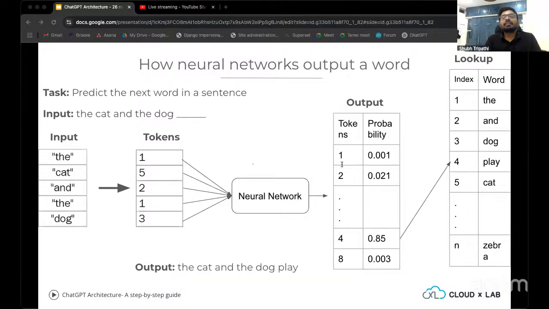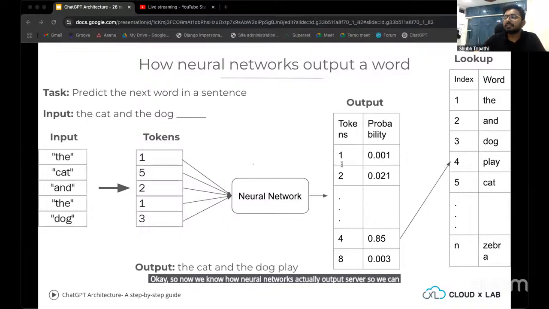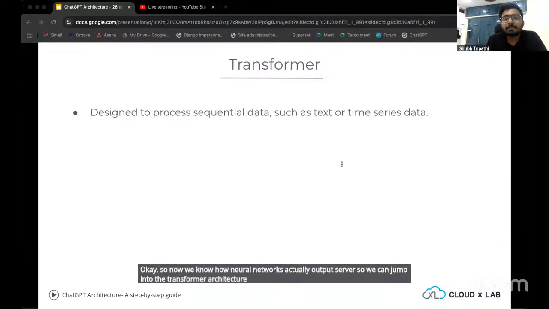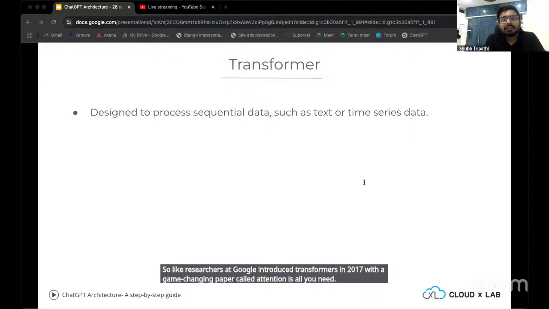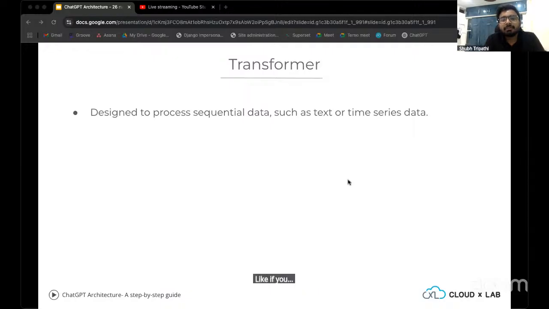Okay, so now we know how neural networks actually output words, so we can jump into the transformer architecture. The transformer was a very big breakthrough in the field of natural language processing, which is just an AI field that deals with text. Researchers at Google introduced transformers in 2017 with a game-changing paper called "Attention Is All You Need." You can search for it and see the paper.